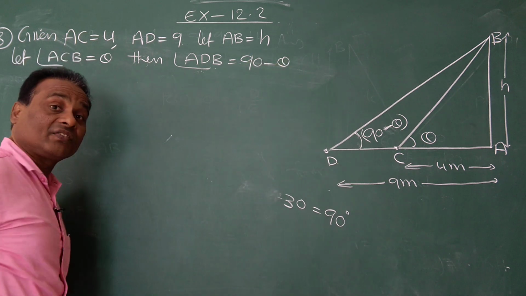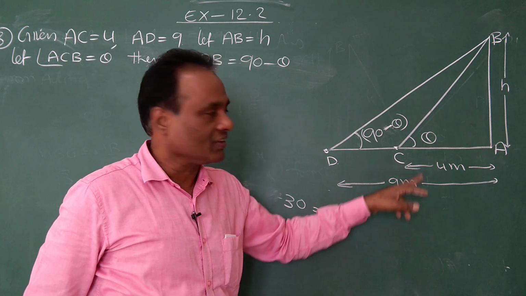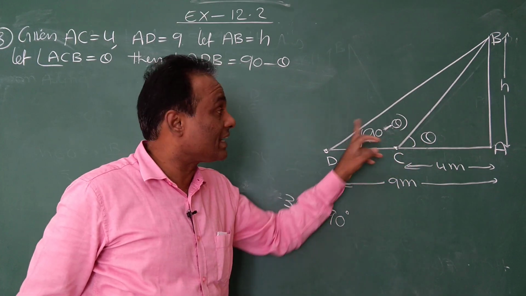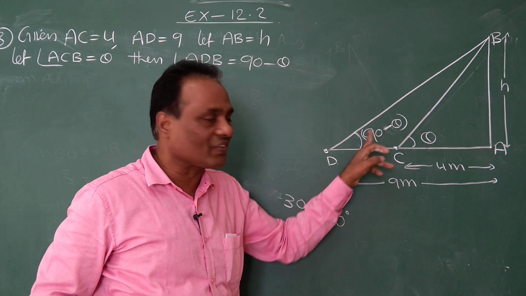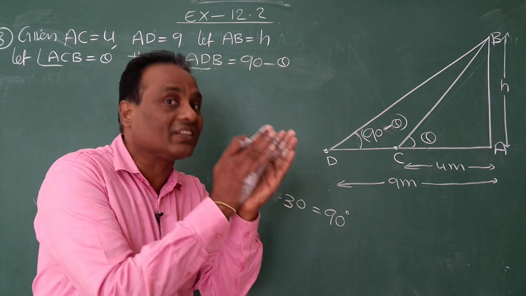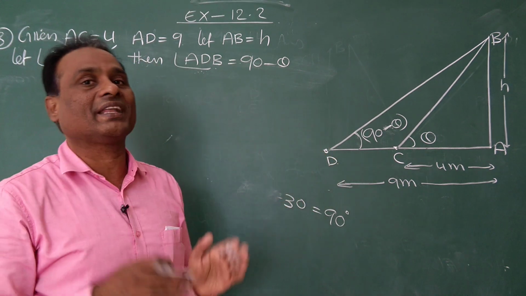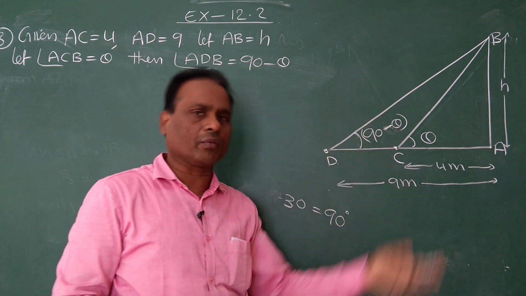Why 90 minus theta? Complementary. The sum should be 90 degrees. If this is 10, this will be 90 minus 10, 80. If this is 20, this is 90 minus 20, 70. Like that, complementary means one is theta, the other will be 90 minus theta. That is the definition of complementary. I gave the definition in trigonometry.